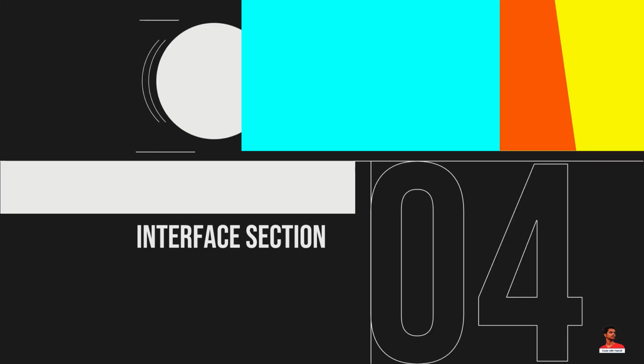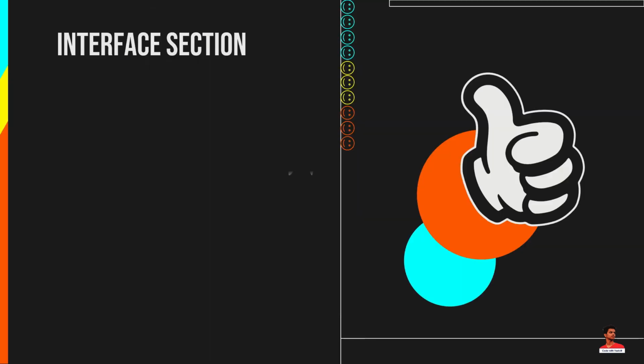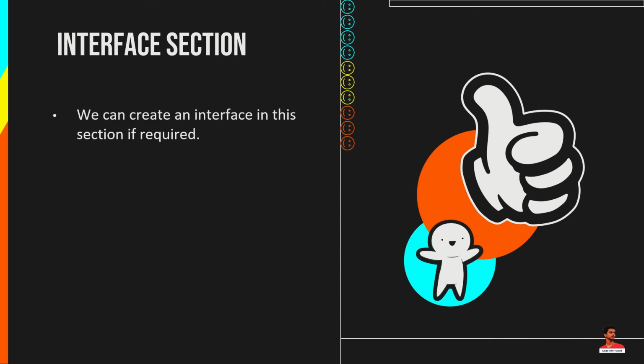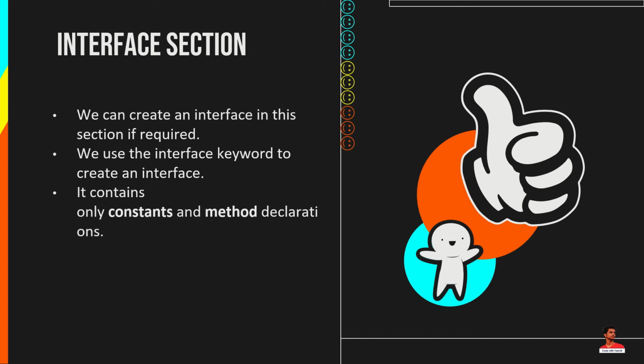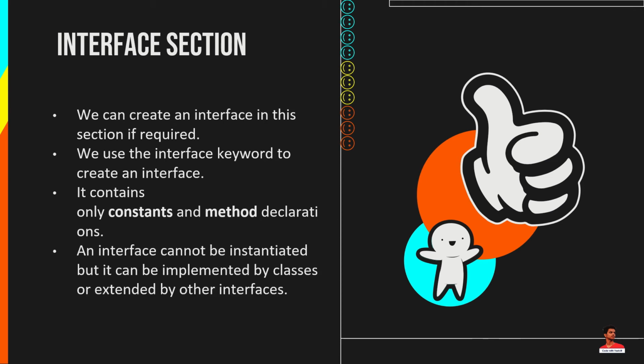The interface section is an optional section which is mainly used to implement multiple inheritance in Java. We can use an interface in classes by using the implements keyword. An interface can also be used with other interfaces by using the extends keyword. We can create an interface in this section if required. We use the interface keyword to create an interface. It contains only constants and method declarations. An interface cannot be instantiated, but it can be implemented by classes or extended by other interfaces.